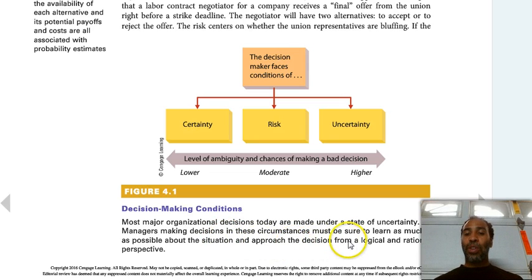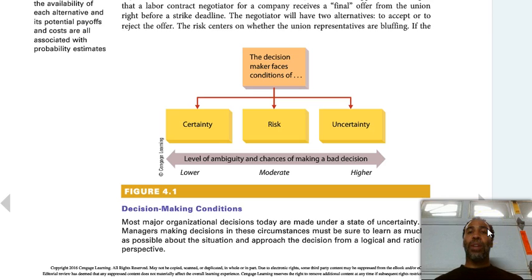And decisions today are made under state of uncertainty. Managers making decisions in these circumstances must be sure to learn as much as possible about the situation and approach the decision from a logical and rational perspective, right? Logical and rational perspective is lost among a lot of people, right? People tend to take their emotions and flood them into these decisions. Remove your emotions from the decisions, be logical, and be rational.